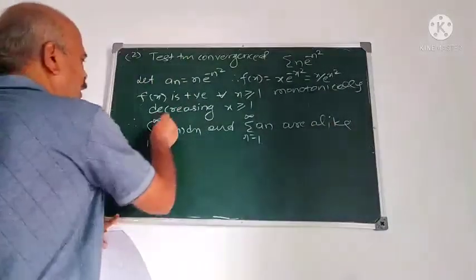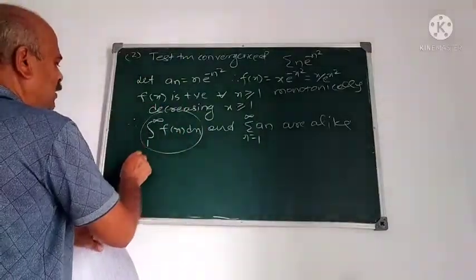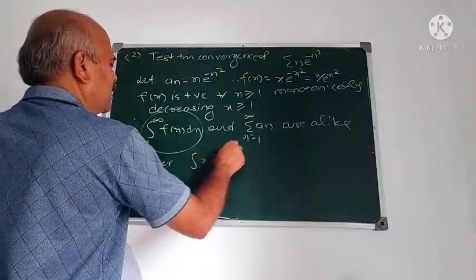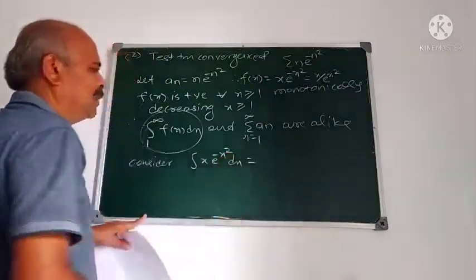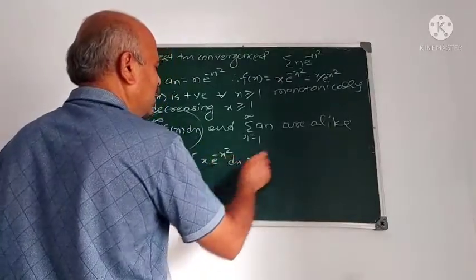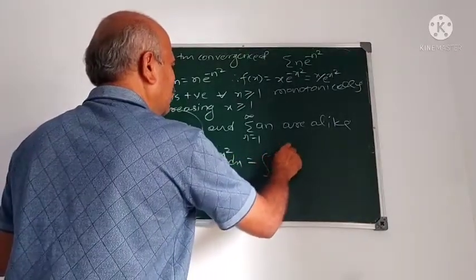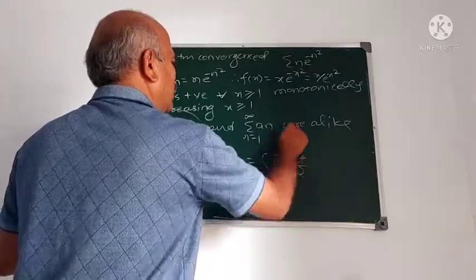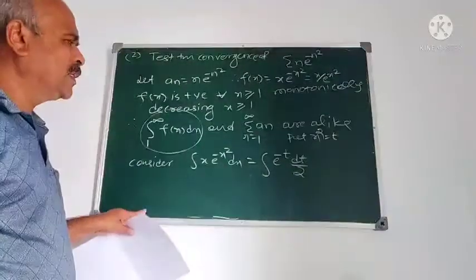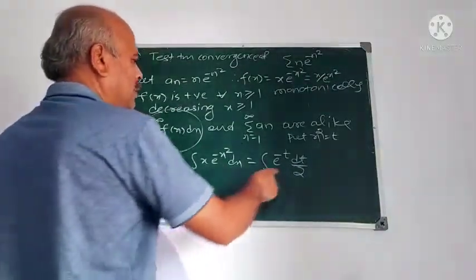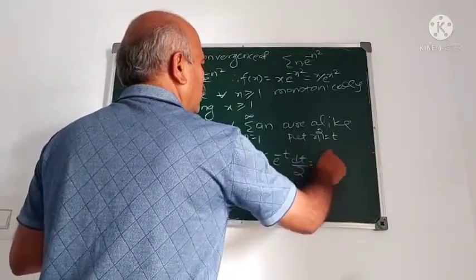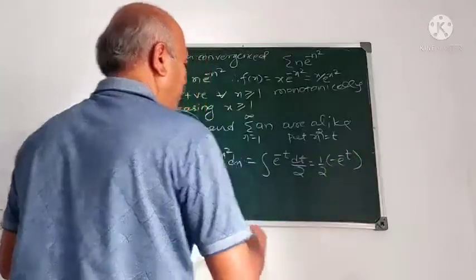Cauchy's integral test. Now we have to test the convergence of this. Consider the integral of x e raised to minus x square dx. How to integrate? We take x square as t. Therefore, x dx is dt by 2. So it is e raised to minus t dt by 2, because x square is equal to t. This is the substitution: 2x dx is dt, or x dx is dt by 2, e raised to minus t. What is the integration? 1 upon 2 times minus e raised to minus t.